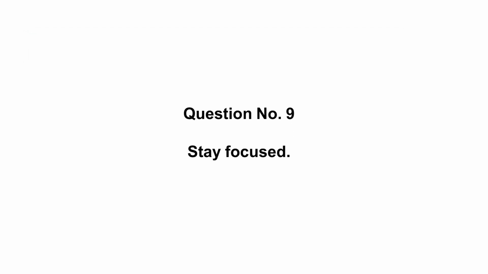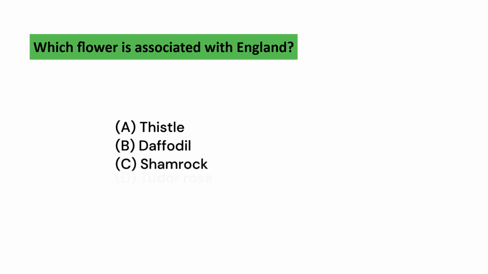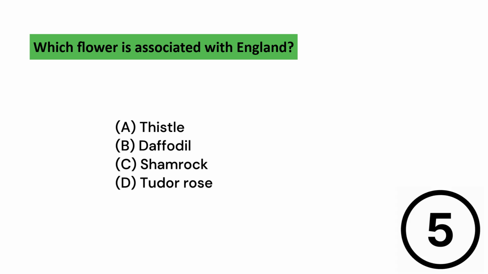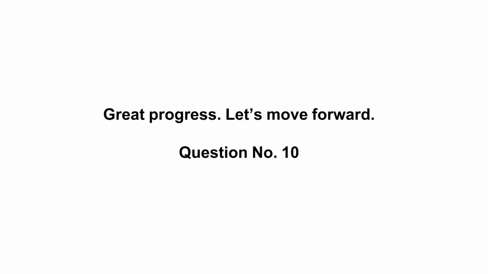Question number 9. Stay focused. Which flower is associated with England? Options. A. Thistle. B. Daffodil. C. Shamrock. D. Tudor rose. Correct answer, D. The Tudor rose is England's national symbol. Great progress. Let's move forward.